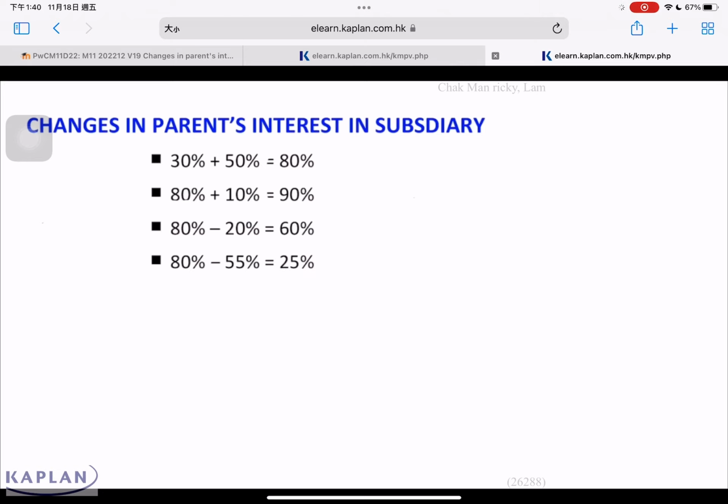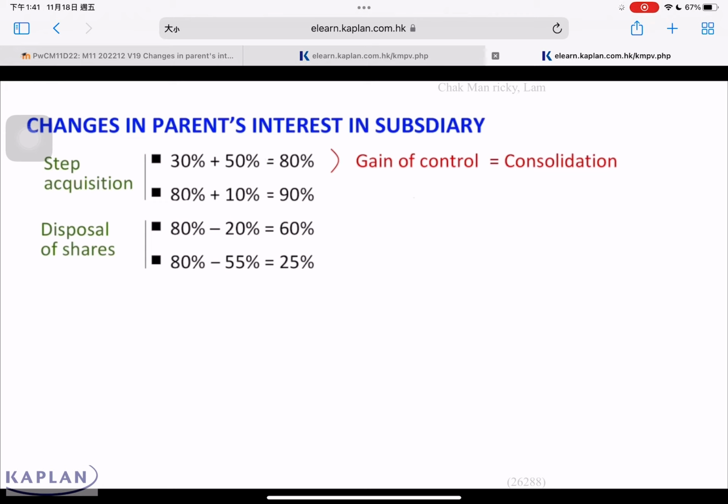There are two types of changes generally. One is increase, the other is decrease. When we say increase, it means step acquisitions or piecemeal acquisitions. Another type of change is disposal of shares. For accounting treatments, there are only three types of treatments. From 30 to 80, that means from no control to control. Gain of control, we have to do a consolidation in accordance with FRS 10.